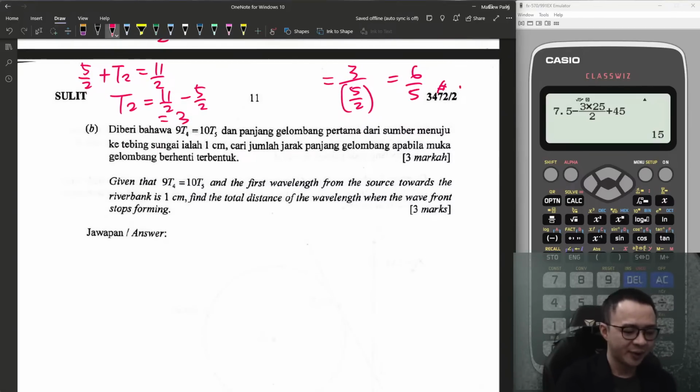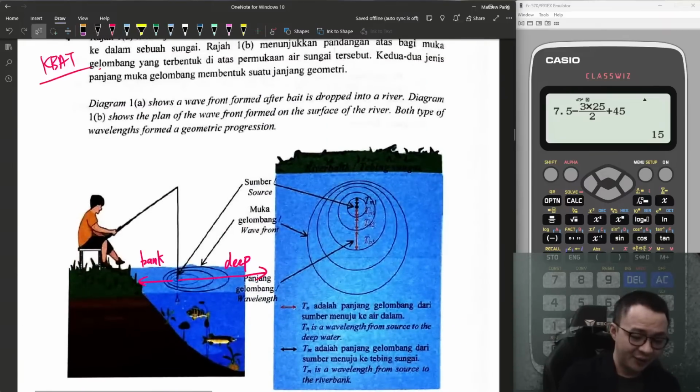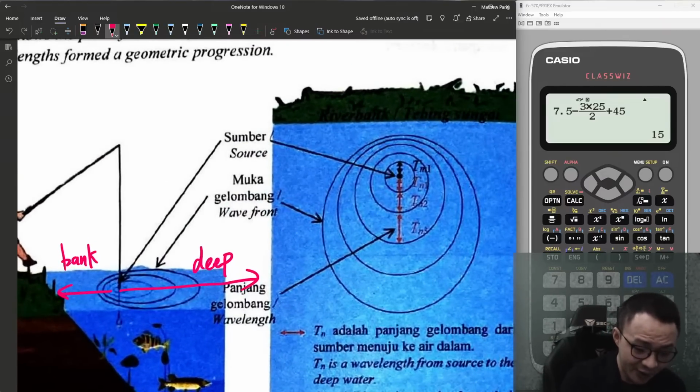Okay, for B, they give us something like this: 9T4 equals 10T5. And the first wavelength from the source toward the river bank is 1 centimeter. So if you see carefully, they are going toward the river bank. So they start with 1, and then they become shorter and shorter and shorter, right? You should be able to see that the length is decreasing, right?